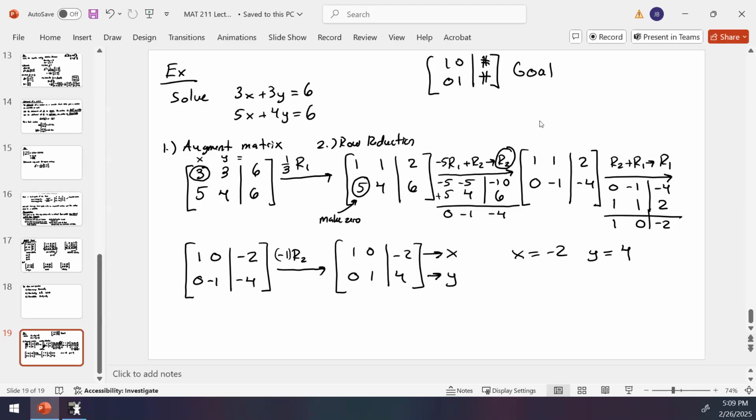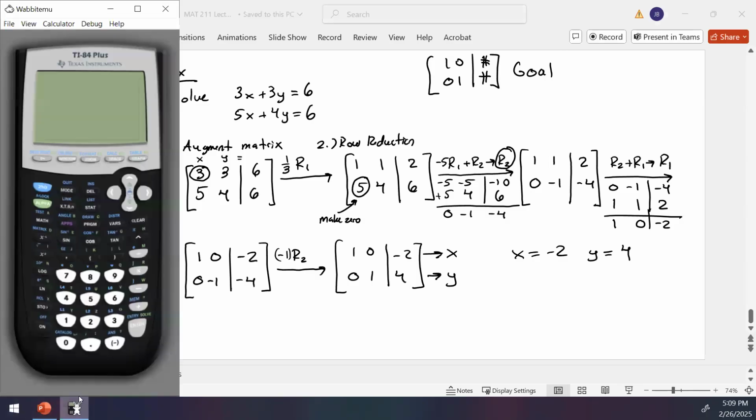And that's row reduction. If you plug this into your calculator, second matrix, go to edit, and then we do 1 by 1, put a 0 in there, and then we do 2 rows, 3 columns, because we need that 1 for the extra one. Starting with the original, 3, enter, 3, enter, 6, 5, 4, and 6.